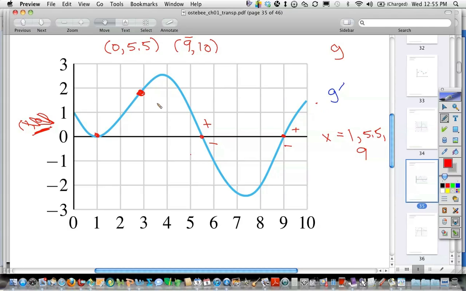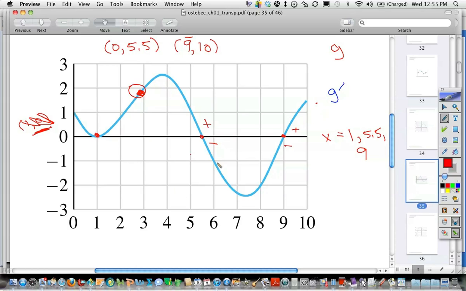Yes or no? Yes. Why? It says justify. Why is it concave up? Because G prime is increasing. This graph right here, the G prime graph, is increasing. G has to be concave up.